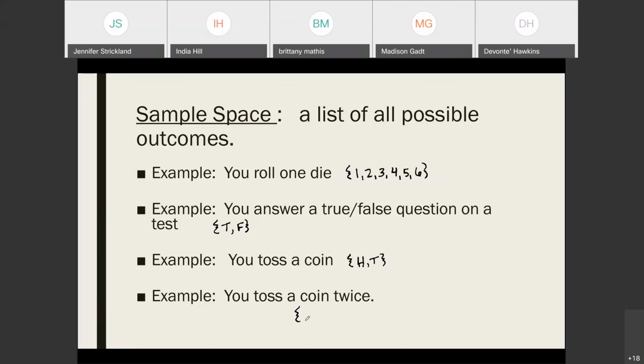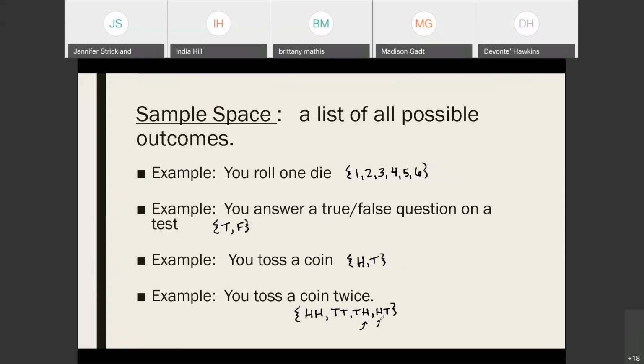I could get heads the first time and then heads the second time, right? That would be one possibility. What else? Tails. Two tails, good. Tails head. And then heads tails. Perfect, good.